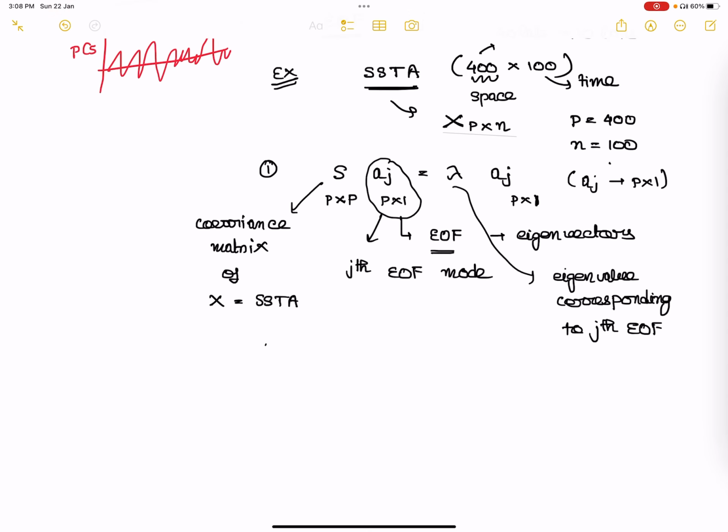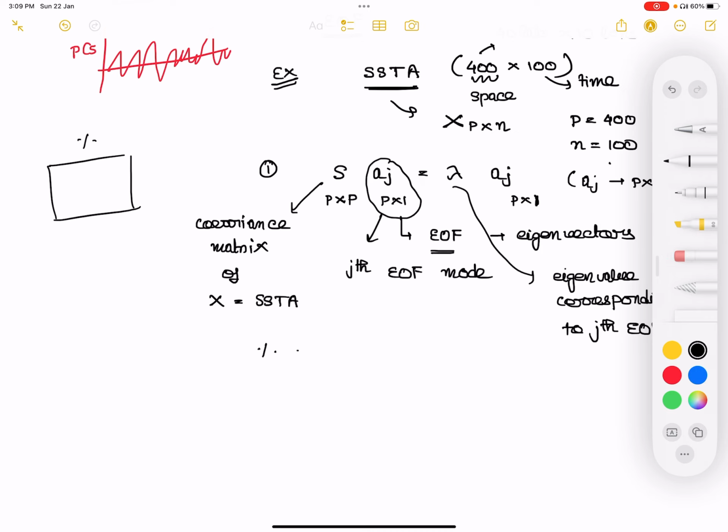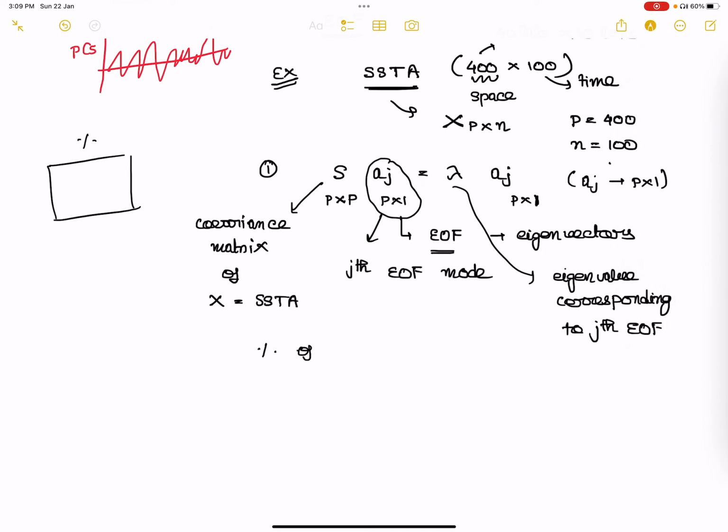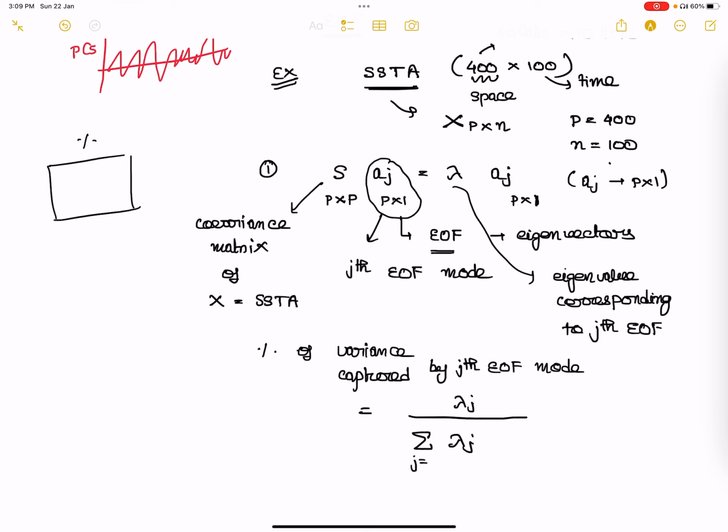Now comes the percentage of variance, because if you see a map here, an EOF captures a certain percentage of variance. How to calculate this percentage of variance? Let us see. The percentage of variance captured by the jth EOF mode is given by lambda j divided by the summation of lambda j, j going from 1 to the space dimension p, times 100.